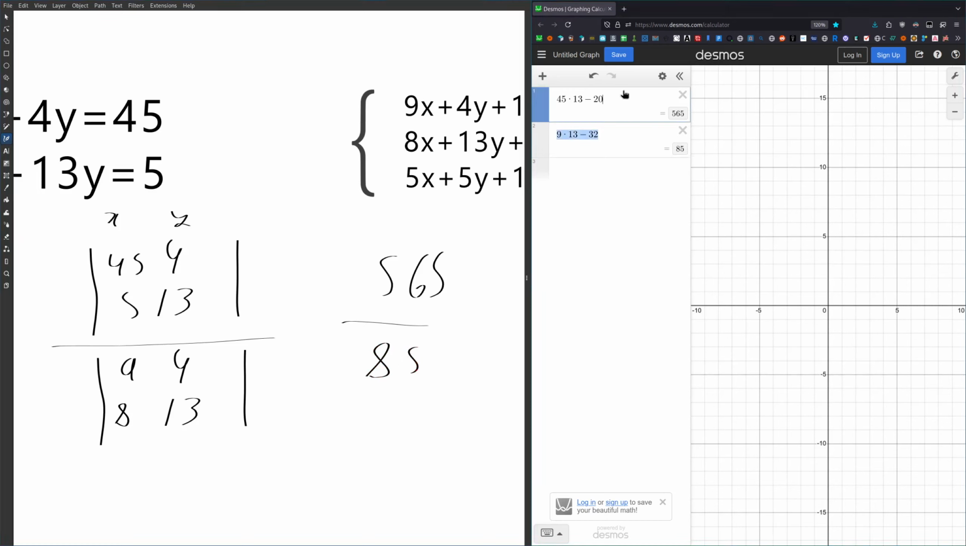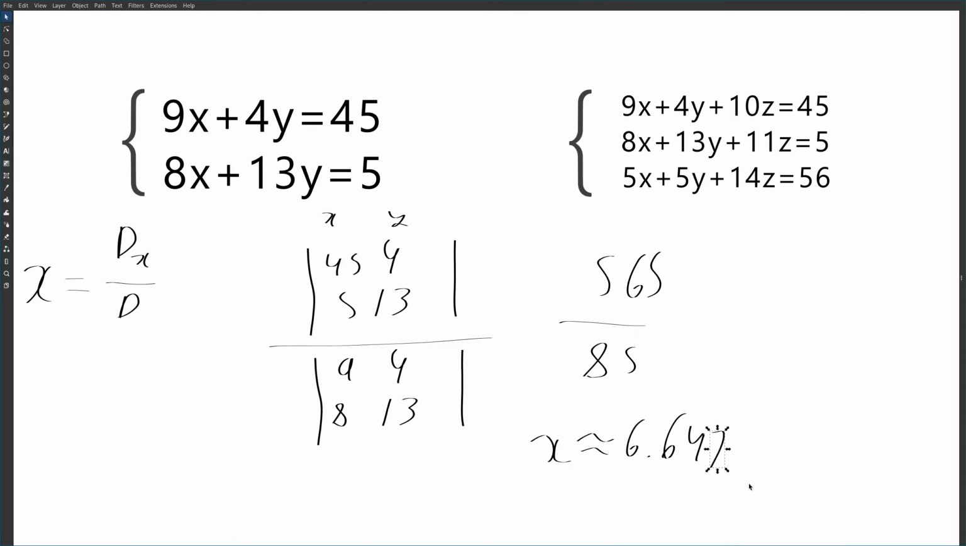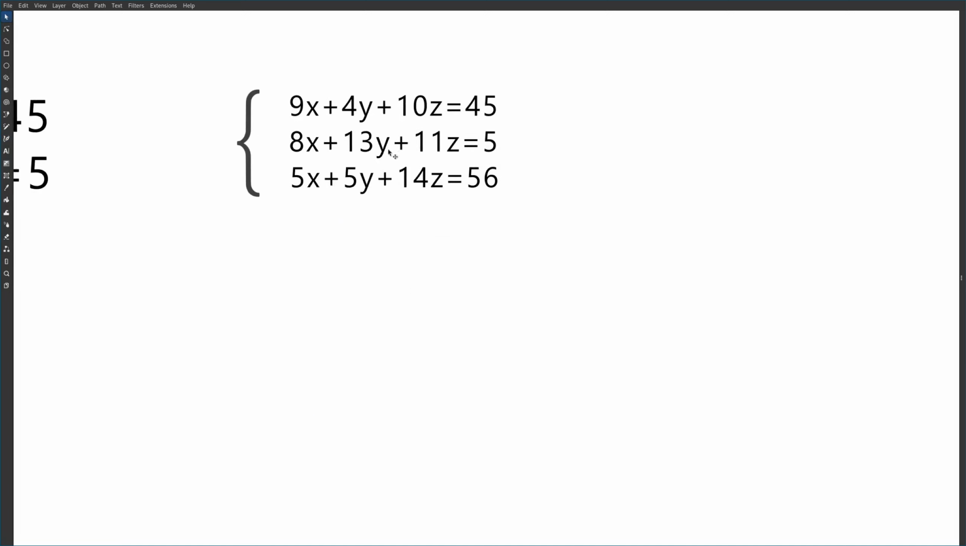Okay, now subtract these two. Okay, and we get that x is approximately 6.647. Okay, and this would be the same steps for y. Okay, and just to drill in the process, we're going to solve for z in here. I'm going to leave it in determinant form because computing 3 by 3 determinants is a little bit more complicated. I'll be covering that in the next video.